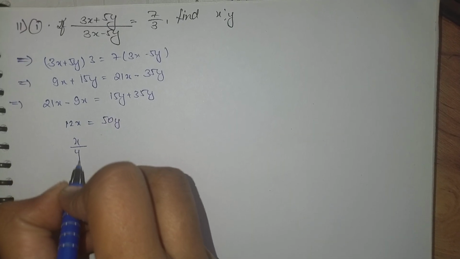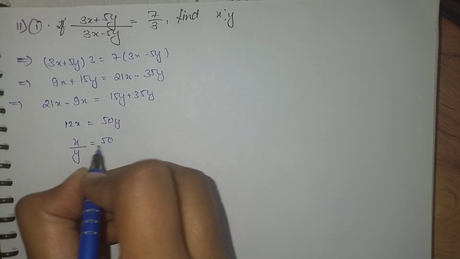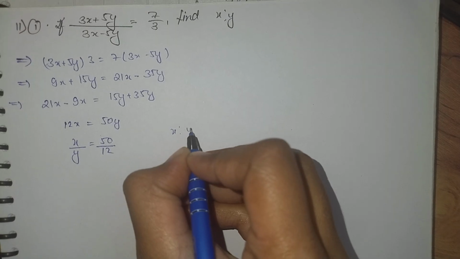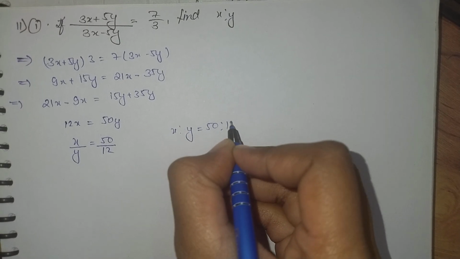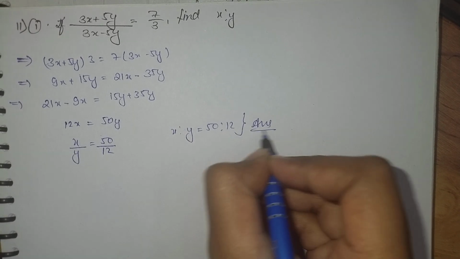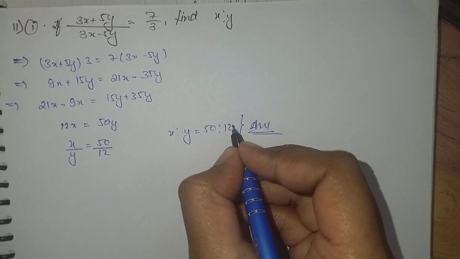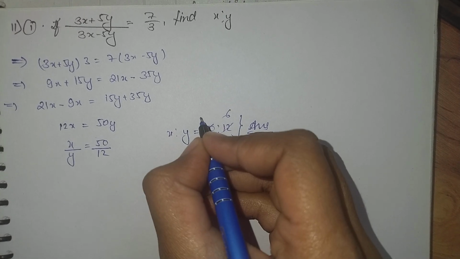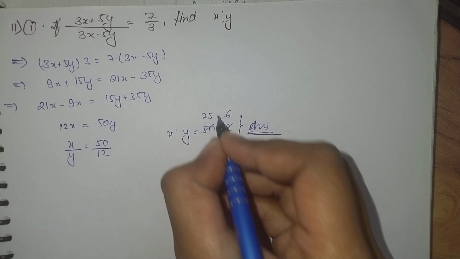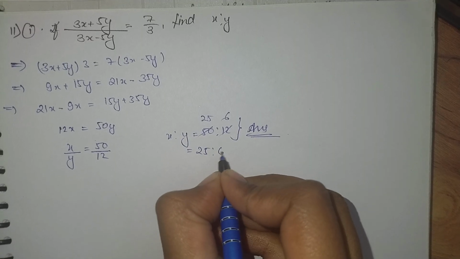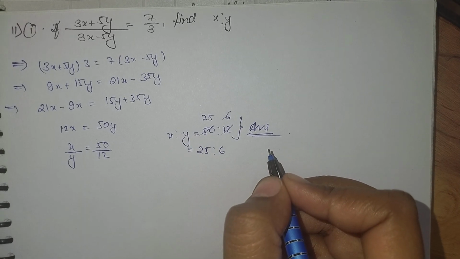If we write now x ratio y, that is 50 by 12. Hence, x ratio y is 50 ratio 12, the final answer of question number 11, first part. Simplify it also. On simplifying, this will be cancelled out by 2 and this will be cancelled out by 2. So 25 by 6 is the simplest form of question number 11, first part.